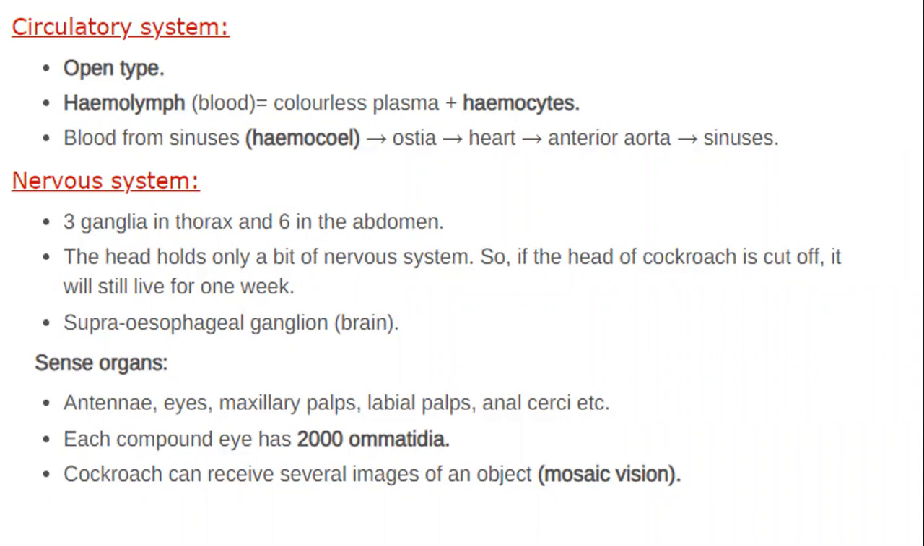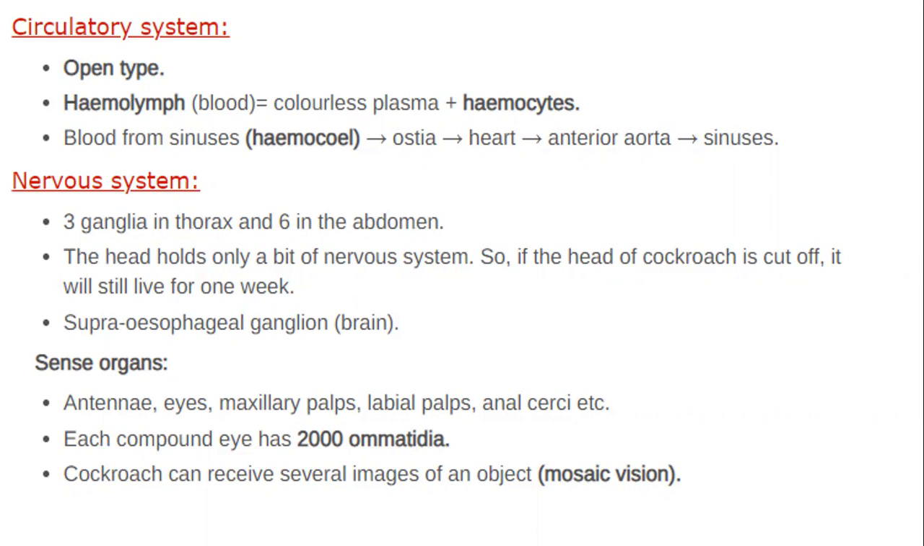Nervous system. Three ganglia in the thorax and abdomen, six up in the abdomen. The head holds only a bit of the nervous system. So if the head of the cockroach is cut, it will still live for 1 week. So if we keep a cockroach and cut its head, still it can live for 1 week.